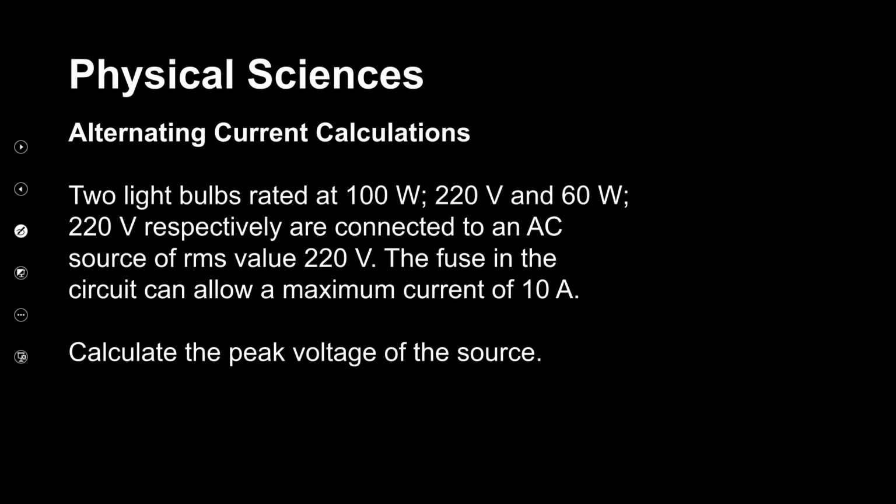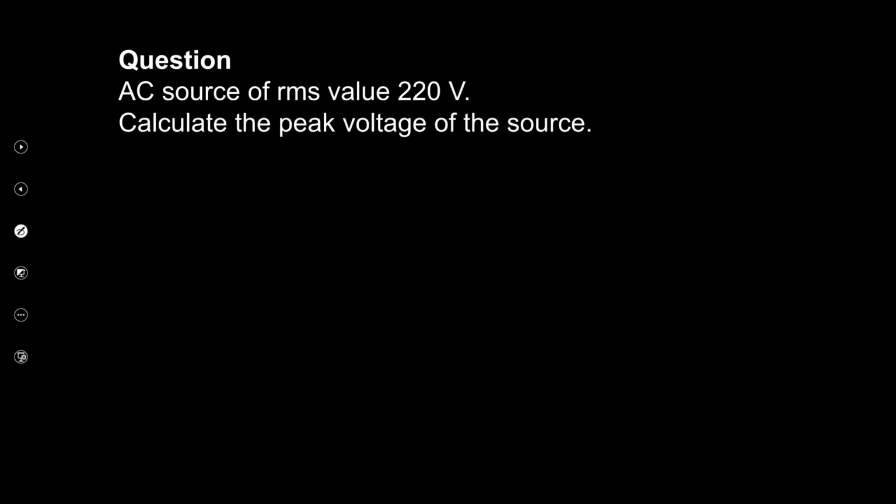It says calculate the peak voltage of the source. So what's the important information? Well, the important information is that RMS value for the voltage is 220 volts. So I've summarized the information here, the AC source, so we can say the VRMS is equal to 220 volts. And what we're asked to find is Vmax, the peak voltage.